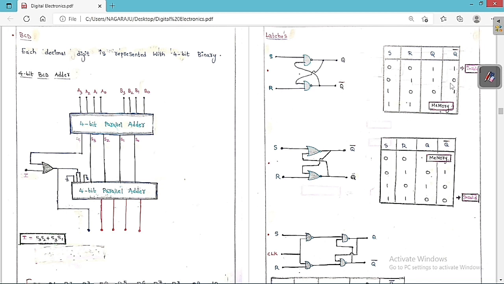So you can say these two states are complement of each other. Here Q is equal to 1 and Q bar is equal to 0, and Q is equal to 0, Q bar is equal to 1. Yes, both are complements of each other. So these are the valid states.